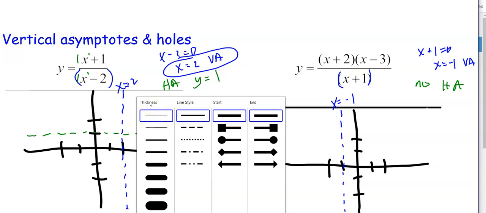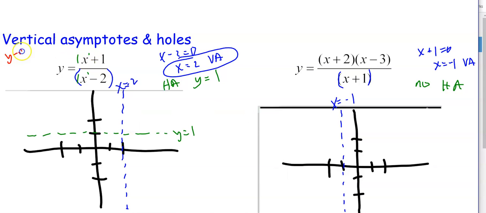So for this one, the y-intercept, I like doing that one first, is plug in 0. So the y-intercept is going to be 0 plus 1, or 1, divided by 0 minus 2, which is negative 2. So there's 1 at negative 1 half. So there's a y-intercept right there. It's helpful to know. And for the x-intercepts, you plug in y equals 0.